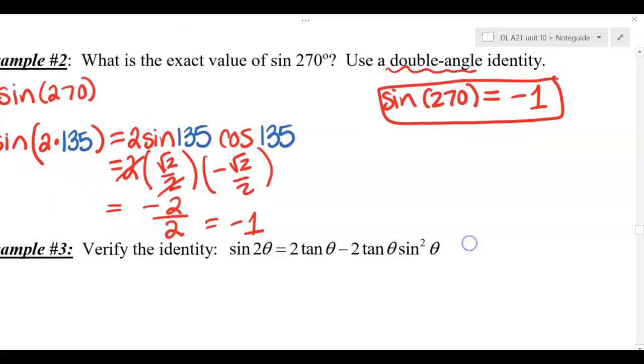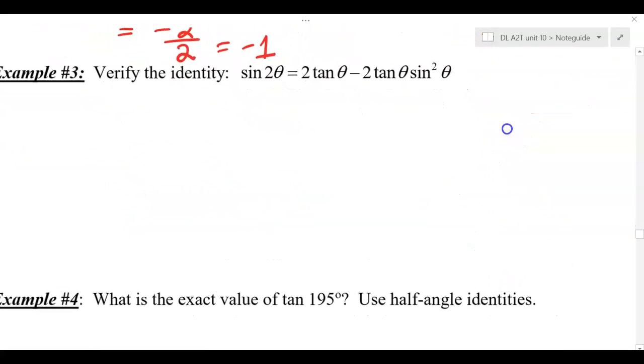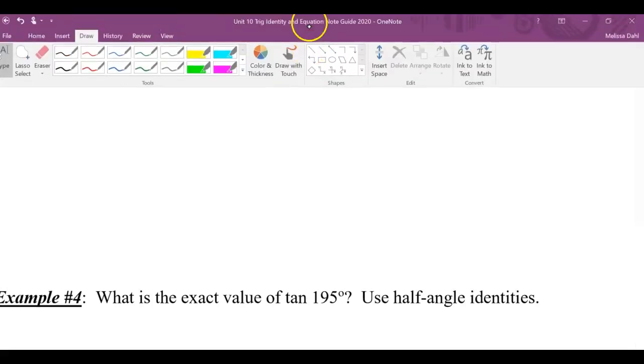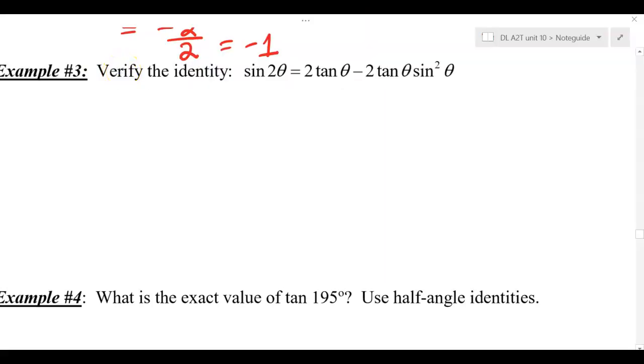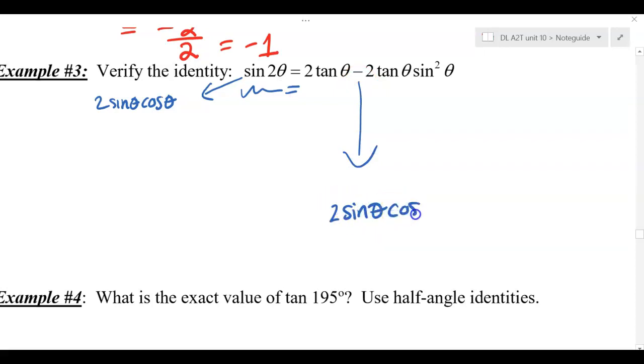All right, example 3 is to verify. So I have to prove one side's equal to the other. As I look at this, I know I can substitute out sine 2 theta with 2 sine theta cosine theta. Like that's what I'm thinking in my head. But then I wouldn't really know where to go from there. There's a lot more on the right side. So I think here's my goal. I'm not going to work on the left side, I'm going to work on the right side, eventually hoping to get to a spot that says 2 sine theta cosine theta, so that the next step after that can be to change it to the sine 2 theta.